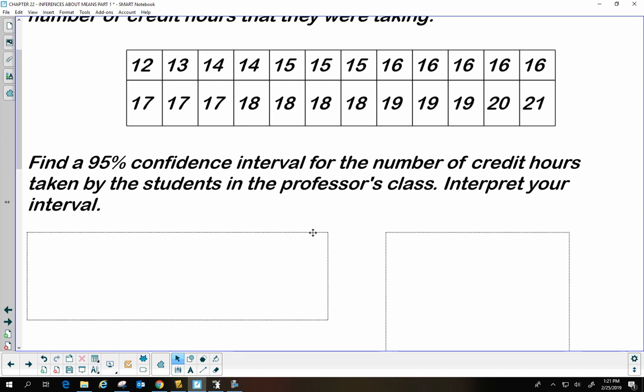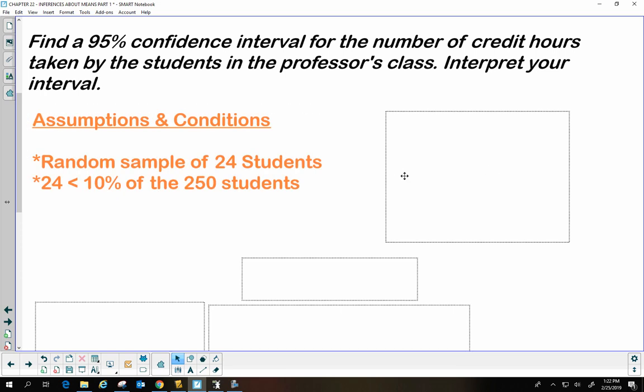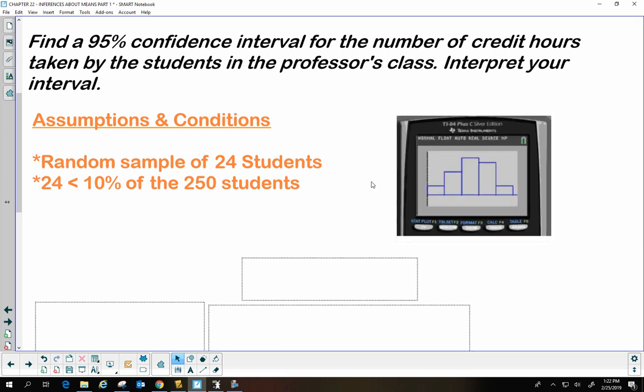We want a 95% confidence interval. Of course, the first thing we need to do is check assumptions and conditions. The professor took a random sample of 24 students, and 24 students is just less than 10% of her 250 total students. So those two are good. I'm going to use the data that I input into my list and create a histogram and check that the histogram is nearly normal, unimodal, symmetric. It's not perfect, but it looks pretty symmetric. So I can move on and create a confidence interval.